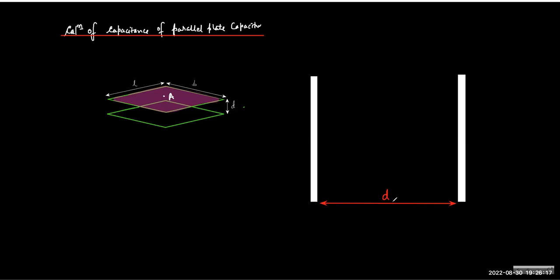So if D is really large, what will happen? The two conductors are said to be isolated. If D is tending to infinity, we call these two conductors isolated conductors. What does it mean? At very large separation, will they interact with each other? No. So they are as good as isolated, yes or no? Yes.